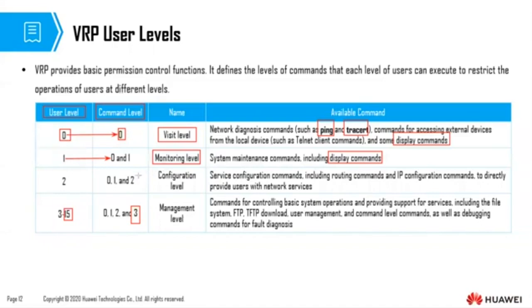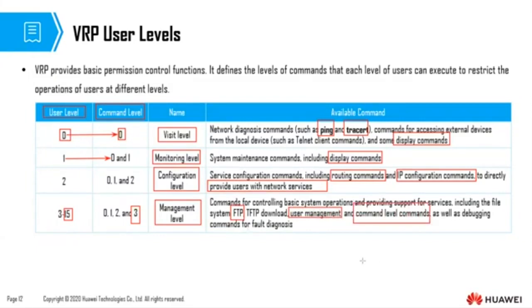So then we have command level 2, which is called the configuration level. Configuration level simply means that you can now configure routing protocols, IP configuration commands, and provide users with network services. Then the last one, of course, is the management level, meaning you can now do everything, including creating users, assigning them to certain services like FTP, TFTP, Telnet, user management. You can change their command levels or user levels.